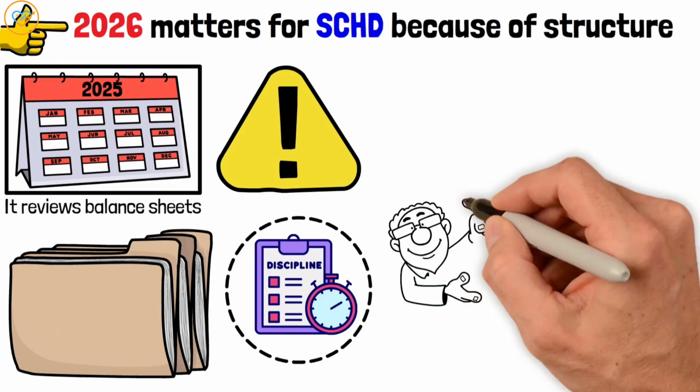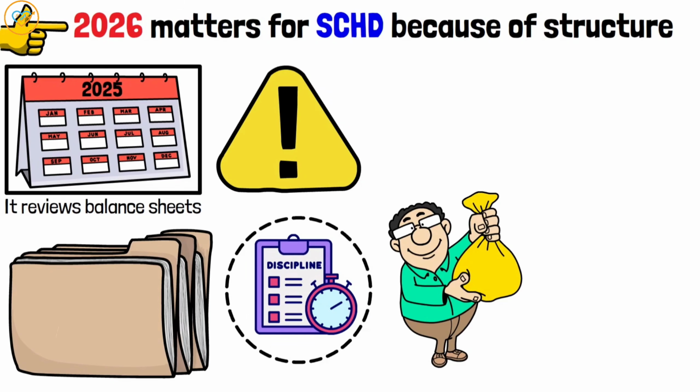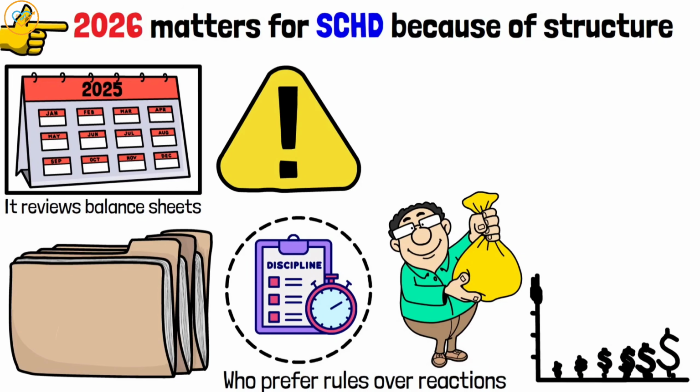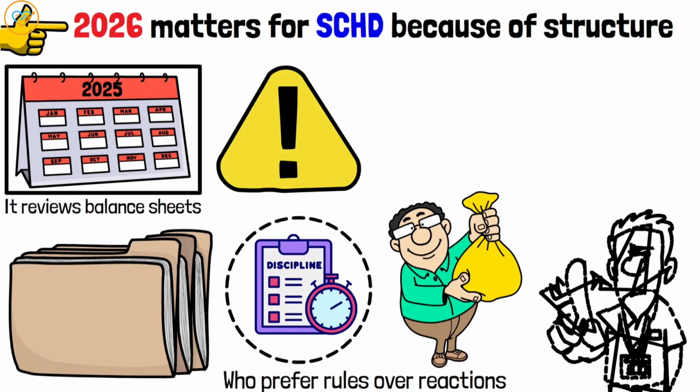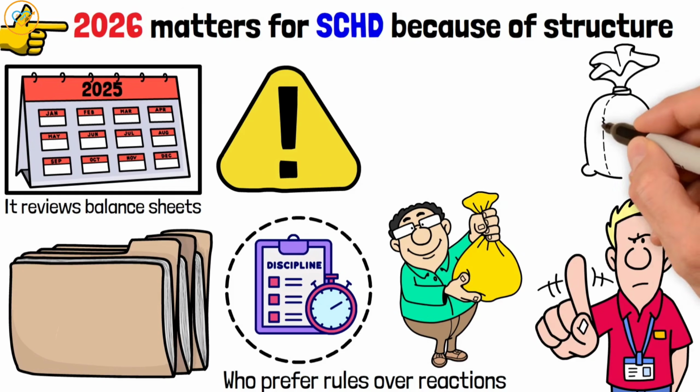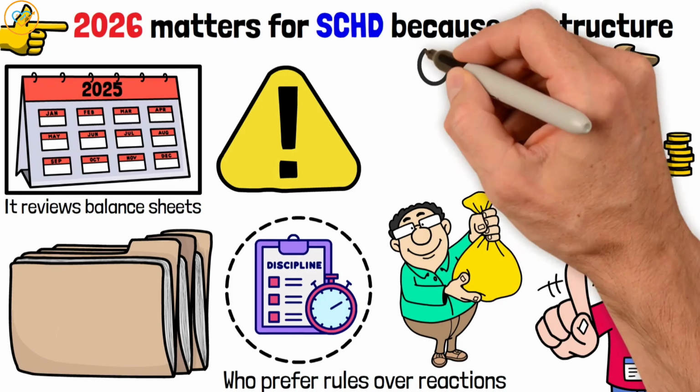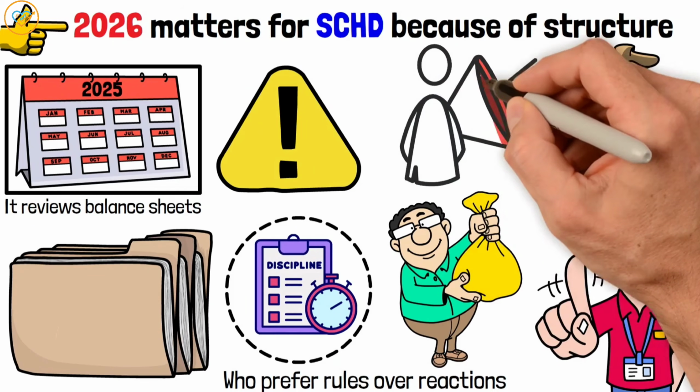SCHD is built for investors who value consistency, who prefer rules over reactions, and who care about income that can grow. The 2026 Reconstitution may not grab headlines, but structurally, it could shape the next phase of this fund. And sometimes, the most important changes happen without noise.